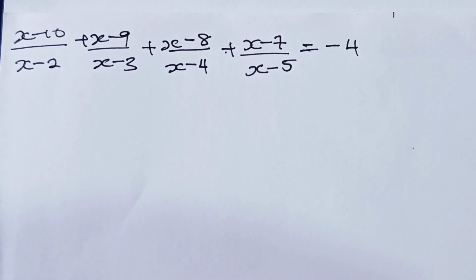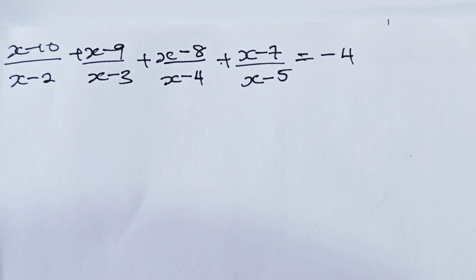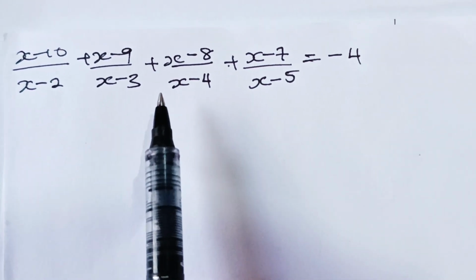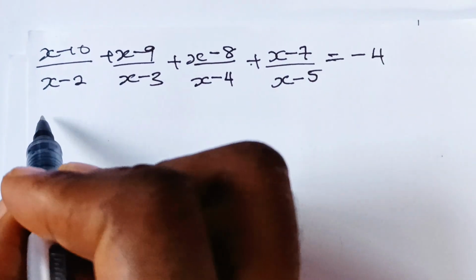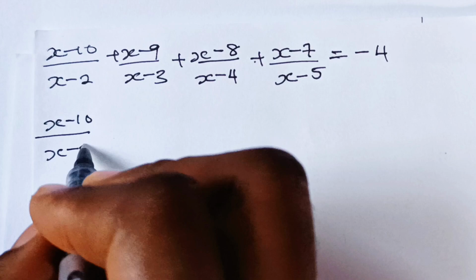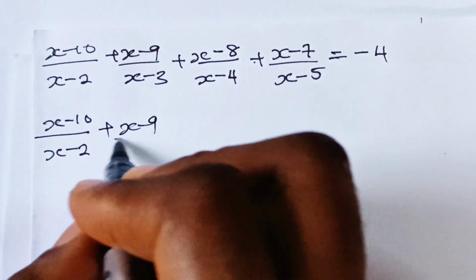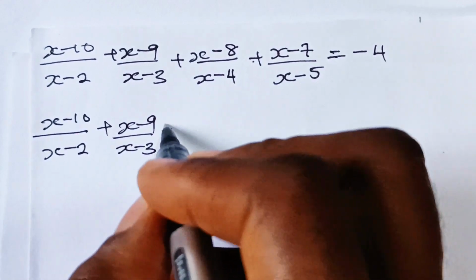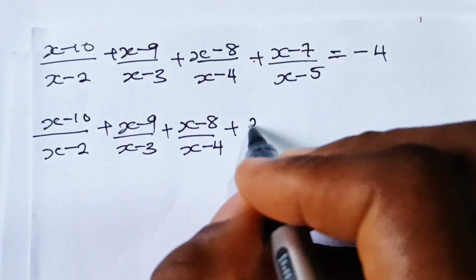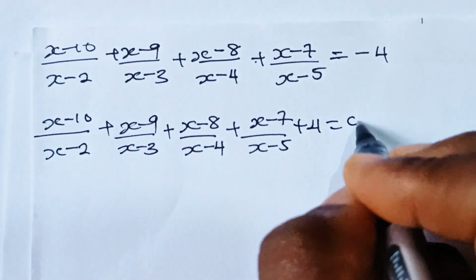Hi, let's quickly solve for the value of x. First of all, I want us to bring this minus 4 to this side of the equation. If we do that, we will have (x minus 10) divided by (x minus 2) plus (x minus 9) divided by (x minus 3) plus (x minus 8) divided by (x minus 4) plus (x minus 7) divided by (x minus 5) plus 4 is equal to 0.